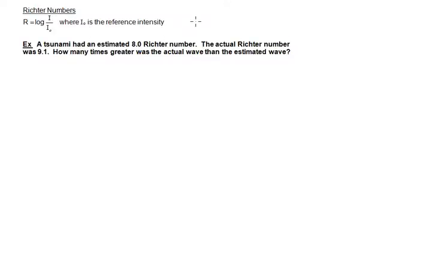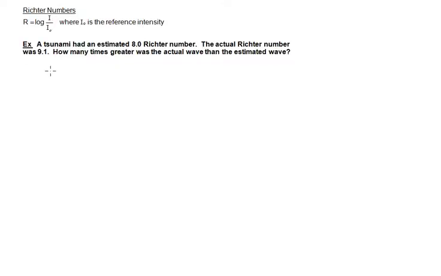And we'll generally refer to I0 as the smallest intensity that can be measured by the seismic equipment. But depending on the context of the problem, you might use a different value. So we can use the difference of these Richter numbers to construct our log equation.